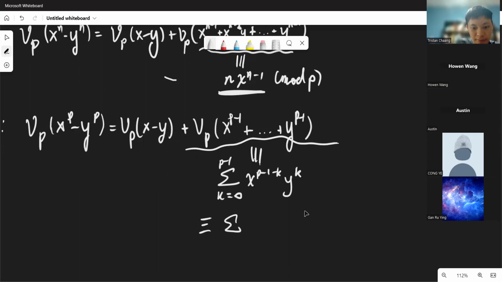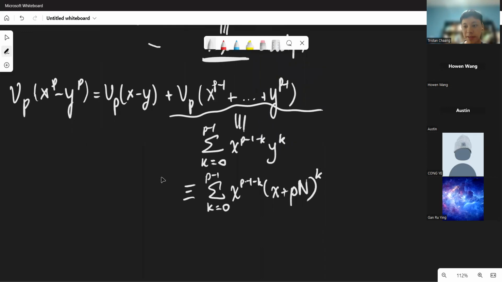So here is where we're going to use that binomial thing. Let's keep x as x, and y, I will write it as x plus some multiple of p, let's just say x plus pn, to the k. We don't know what n is, but it doesn't matter. Just write it like that. Now, let's just take mod p squared.